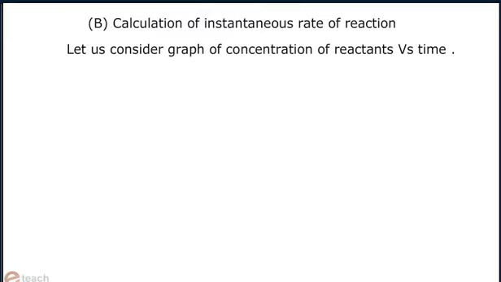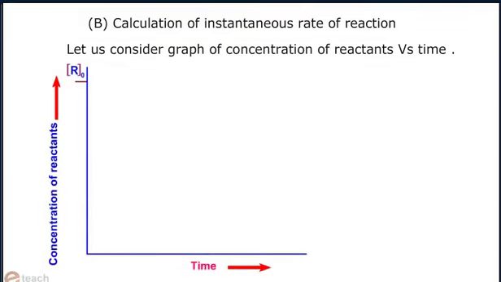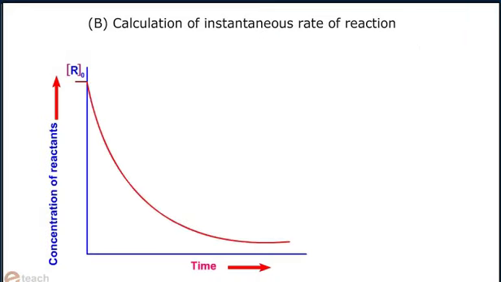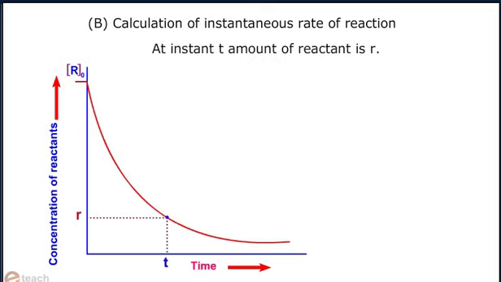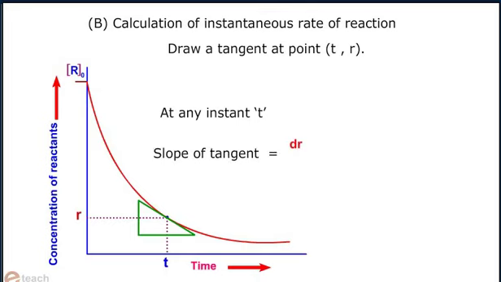We will now understand how to calculate instantaneous rate of reaction. Let us consider graph of concentration of reactant versus time. Take any instant t. At instant t, amount of reactant is r. Draw a tangent at point (t, r). At instant t, slope of tangent equals dr by dt, which is equal to instantaneous rate of reaction.